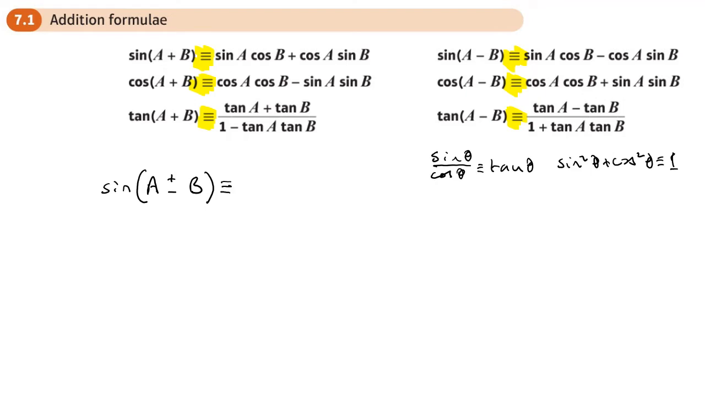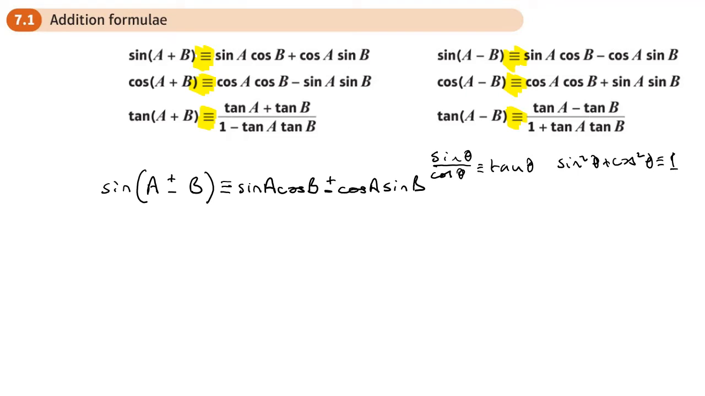So if I have the sine of an angle plus another angle, then that will always give me the sine of the first angle times the cos of the second angle plus the cos of the first angle times the sine of the second angle. And if I have the sine of an angle subtract another angle, then this becomes subtract as well. So I've combined 2 into 1.